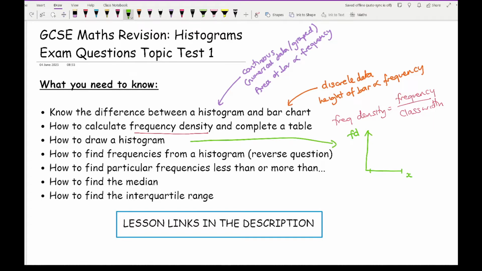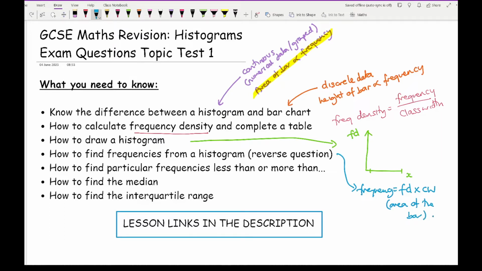The next thing, which starts going into the higher level of the higher tier, is working with reverse questions. This is when you're given a histogram and you need to work backwards to work out what the original frequencies are. As we mentioned, in a histogram the area of the bar is the frequency. So what you need to do to work out the frequency is work out the area of the bar, but also know that the frequency is equal to the frequency density multiplied by the class width. In other words, it's the area of the bar.